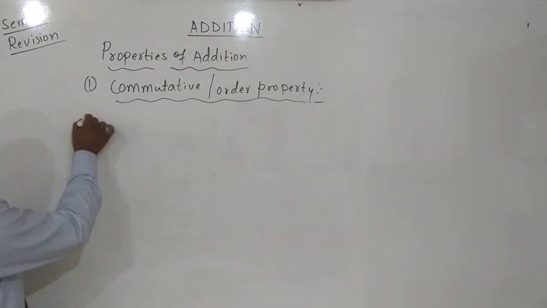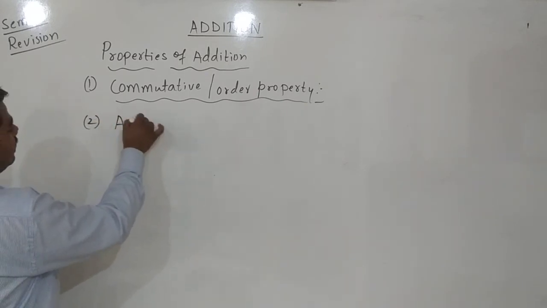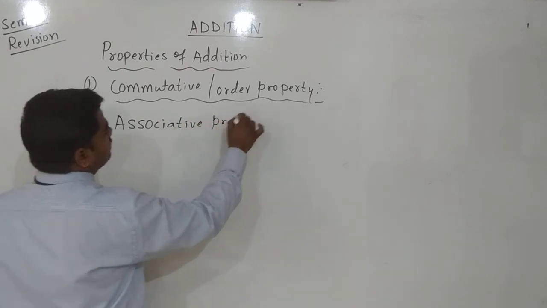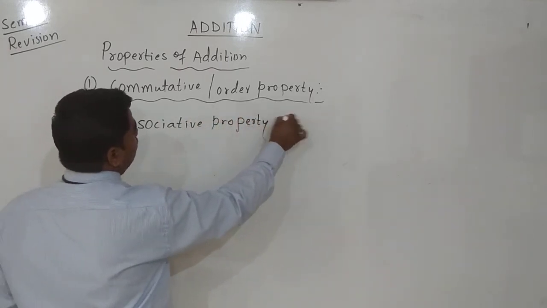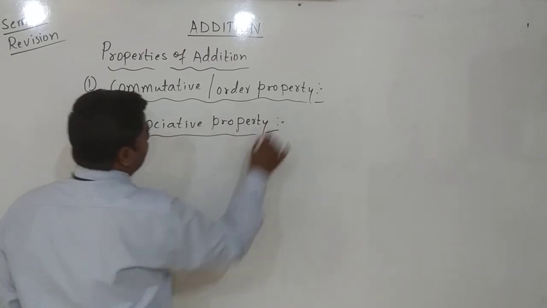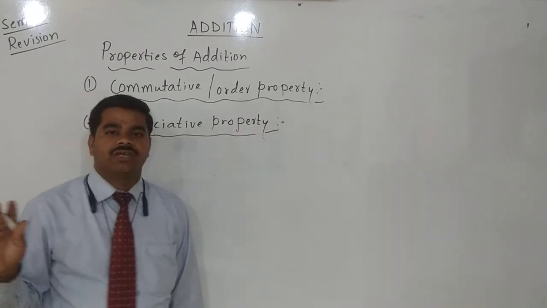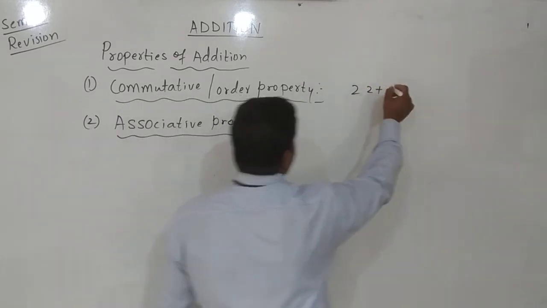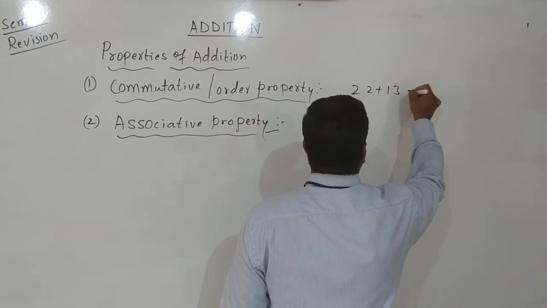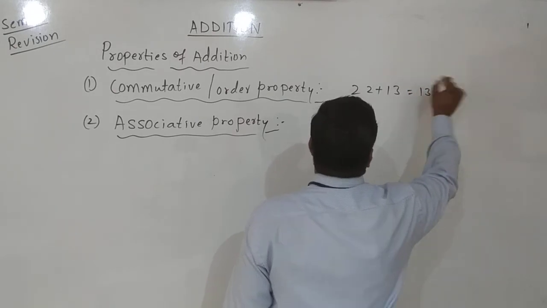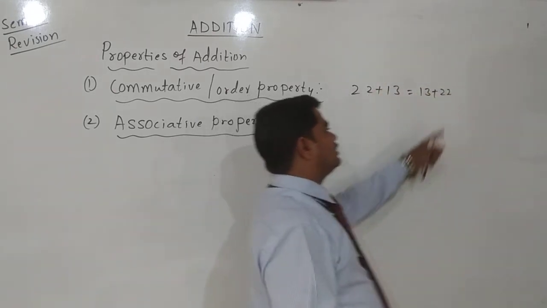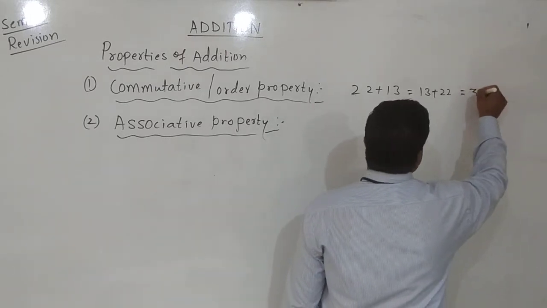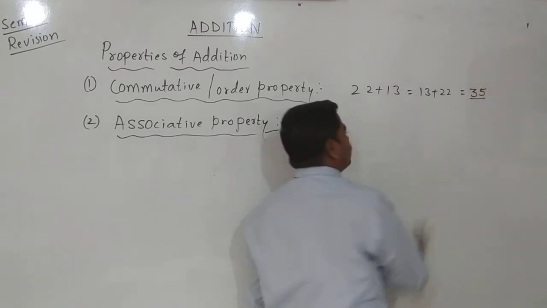And one more we have, that is the associative property. If you are adding three or more numbers, we can add any two numbers first. Example for the order property: 22 plus 13. This can be written as 13 plus 22 also. Here the first is 22, here the last is 22. The sum remains the same. How much is it? 35. It is the sum for both.